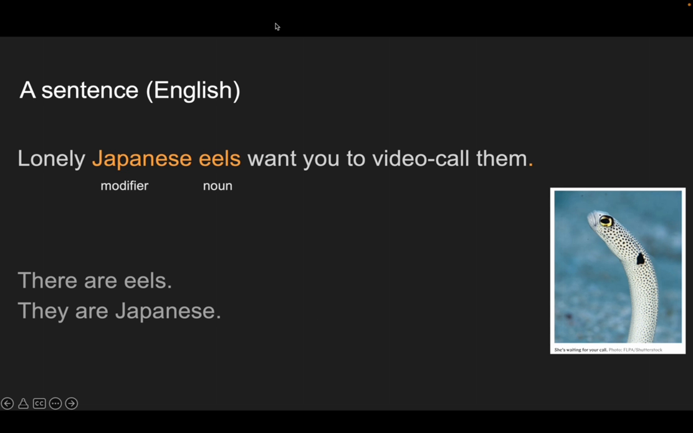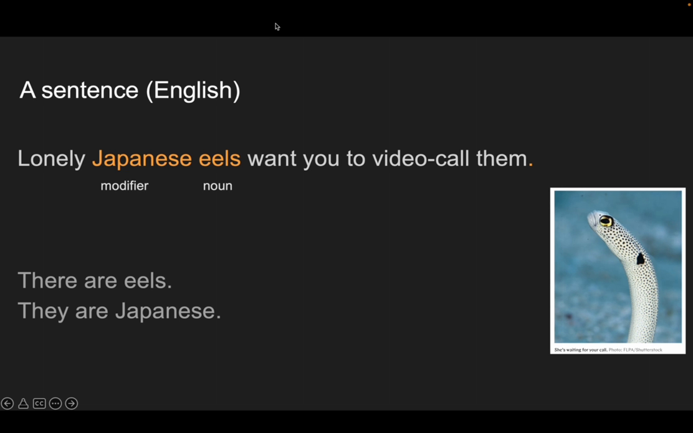So, you know, probably, what an eel is, and you know that S at the end of eels means it's more than one of them, and you know what Japan is, and you know what ese means when it's added to Japan. So you know that the sentence has eels in it and something Japanese, and that Japanese is a modifier form.